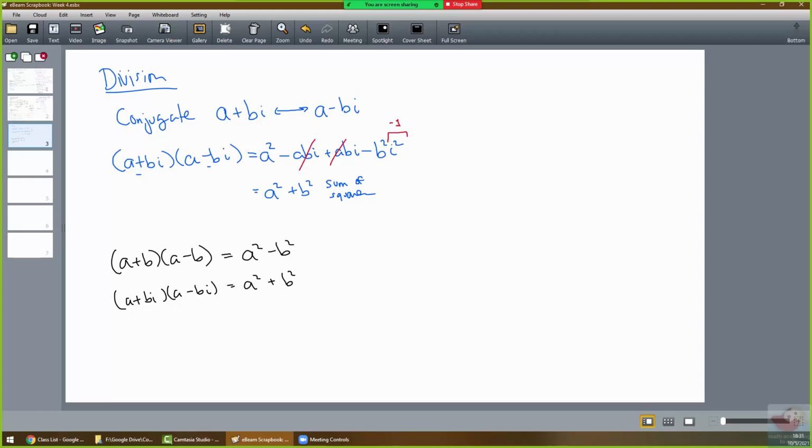So a sum of squares needs imaginary numbers involved. For example, if you had to factor x squared minus 4, that's a difference of squares, you would say x plus 2 times x minus 2. But if you wanted to factor x squared plus 4, that would now be x plus 2i, x minus 2i.